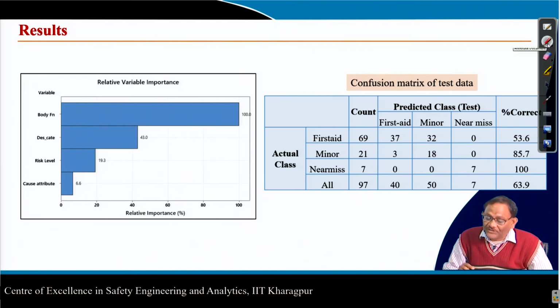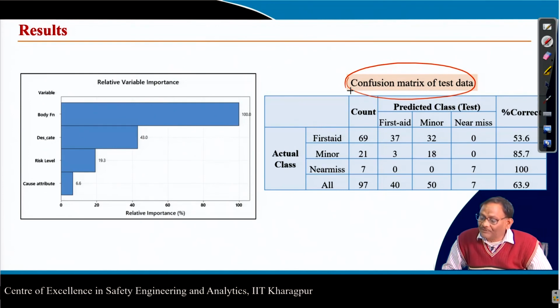Another issue is that the confusion matrix is also prepared, and in the confusion matrix you see the actual and predicted class, and you see that performance is not that good, in the sense overall 63.9% correctness, but from the near miss point of view it is 100% correctly classified. From the minor point of view it is 85.7%, but from the first aid point of view it is only 53%.